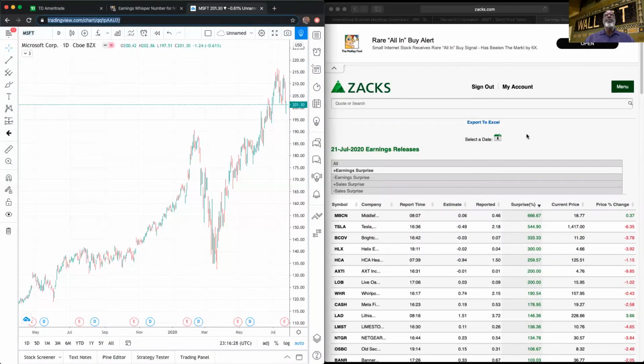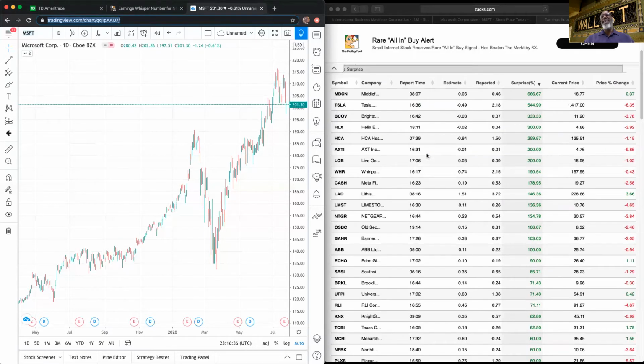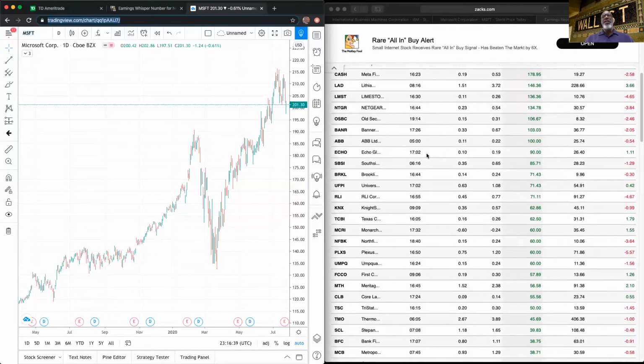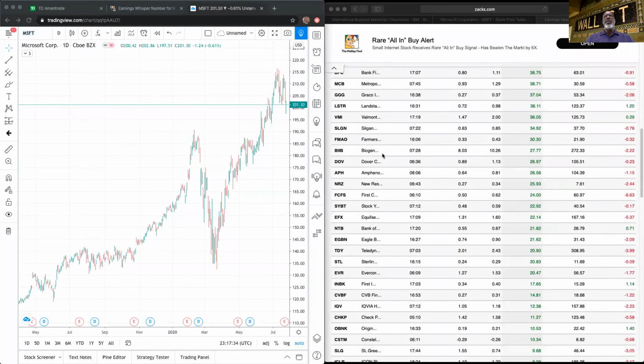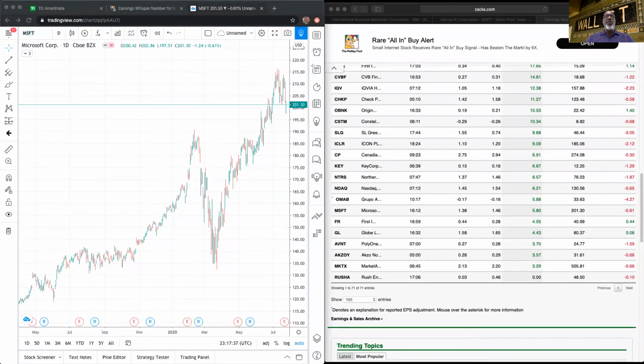We're currently in Zacks. What we're looking at is earnings that were reported on July 21st. Now I came here for one thing. Right down here, you'll see on July 21st, Microsoft reported earnings. Coming down here to the bottom where Microsoft's are. Microsoft reported right here. Wall Street was looking for $1.38. They reported $1.46. So you can see right here that they were almost 6% better. Stock closed down 61 cents.